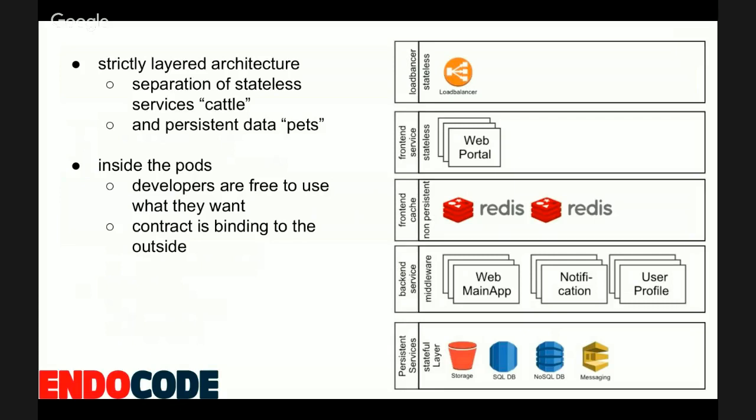And if you see this picture, normally you start from a load balancer level, so this is definitely stateless. The web view and the portal should be stateless too. Maybe you have a persistent cache, but this is not really persistent because it can be replaced and rebuilt, so you don't have to care about it. Next thing is your middleware, your business logic, where you have your main app, your notifications, user profiles, etc. And the most important thing you should care about is the stateful layer, the persistent services.